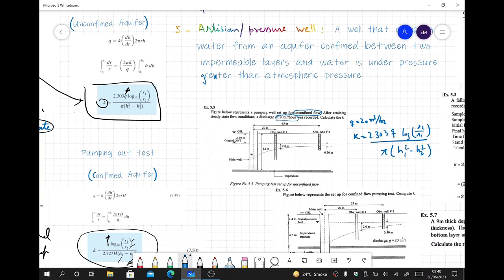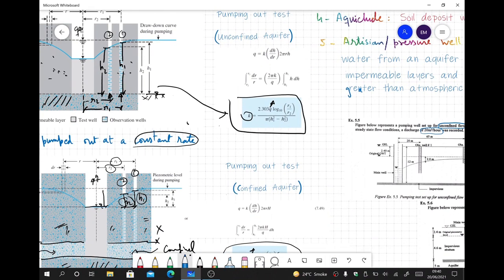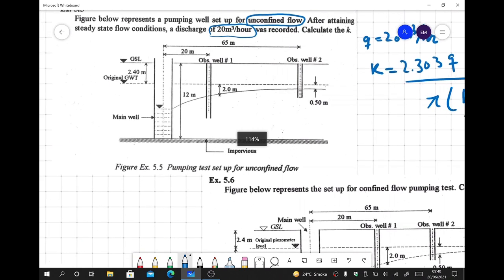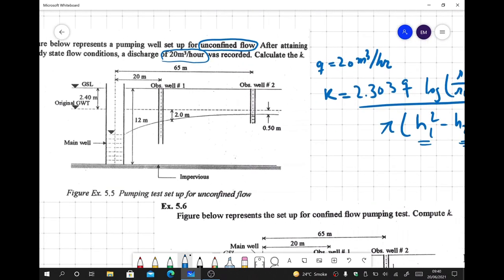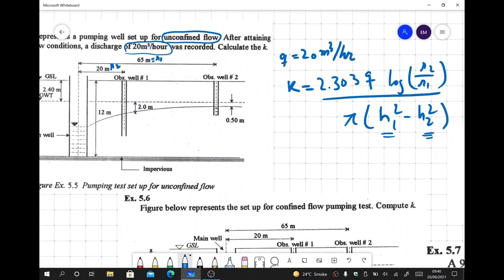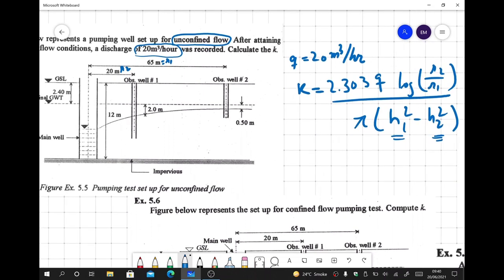The important thing is calculating the values of H1 and H2, because this is a little tricky. If we go back to the diagram, H1 and H2 are the values from the bottom of the impermeable layer. Now you see here R1 is simple. This is R1, that is 61 meters, and this is R2. So we have the values of R1 and R2. Now I need to know H2 and H1. This is supposed to be H1, and this is H2.